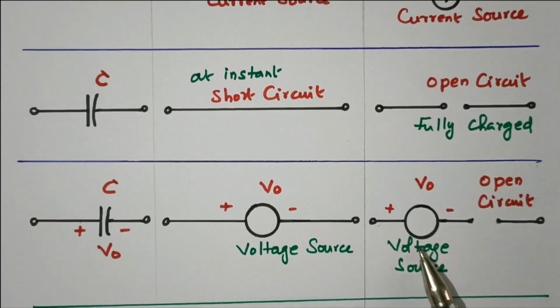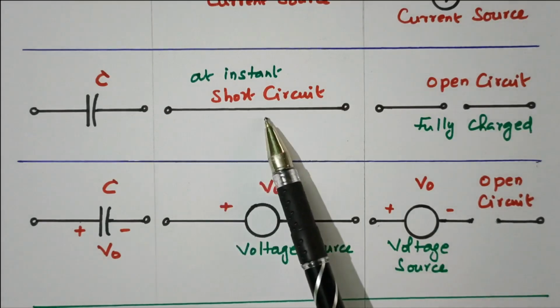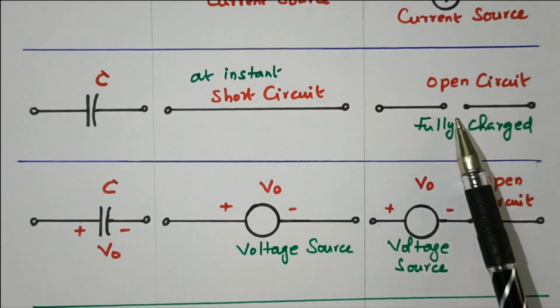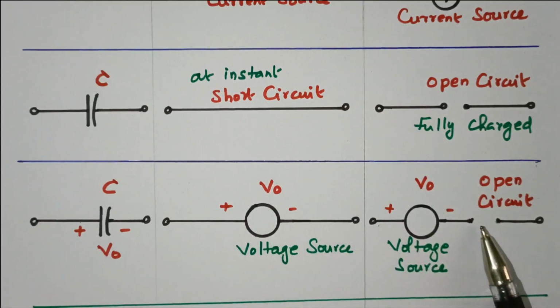It acts as a voltage source in series with the open circuit. Right. So during charging, it acts as a short circuit. After fully charged, open circuit. Already voltage available means it acts as a voltage source. Under steady state condition, voltage source and open circuit, because at steady state there is no charging or discharging, so that it acts as an open circuit.